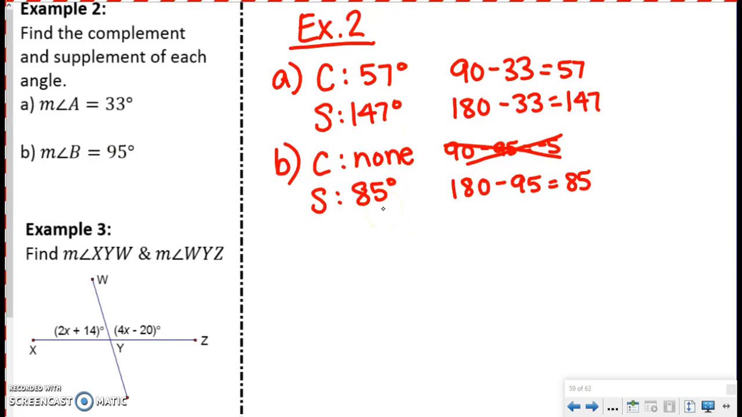Now, which angles won't have a complement or a supplement? Neither of them. Right, a straight angle does not have a complement or a supplement because it's 180 degrees, so it wouldn't have either, and a reflex angle doesn't have either of them. Okay? All right, example.